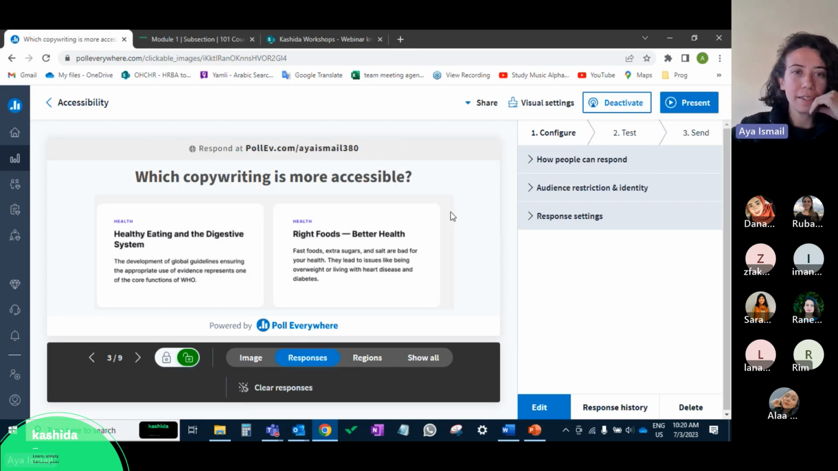So which copywriting is more accessible? So here you can read the text so that you can compare both. Okay, somebody started off putting on the left, moved to the right. Okay, someone on the left and 4, 5 on the right. 2 on the left.